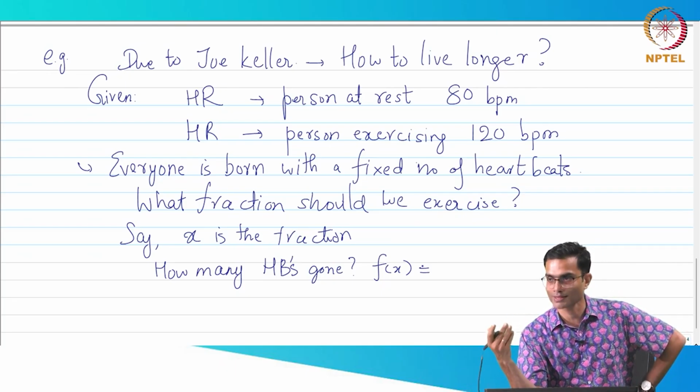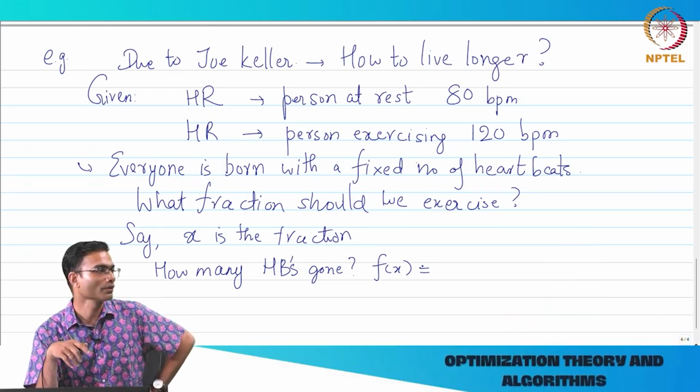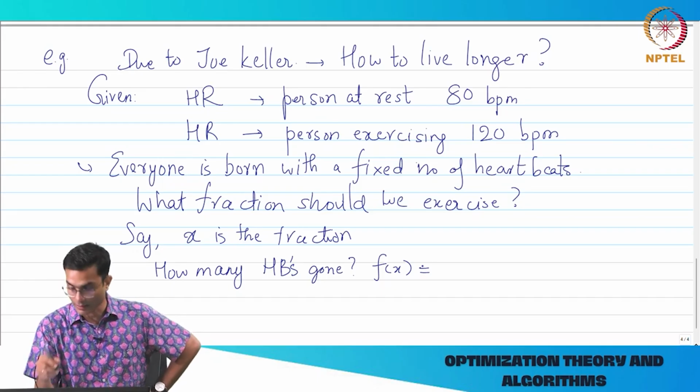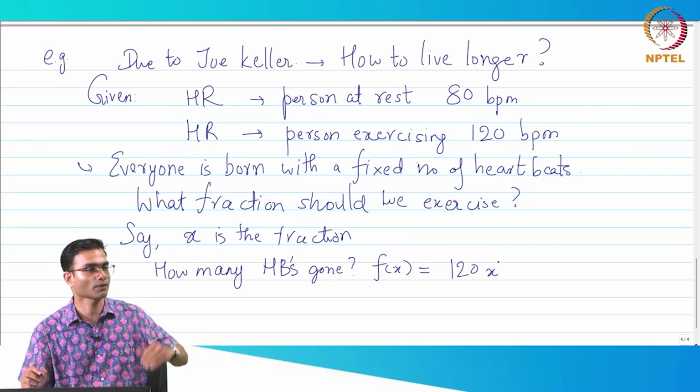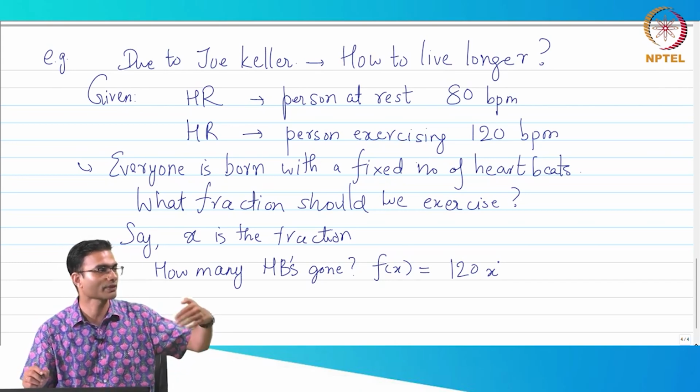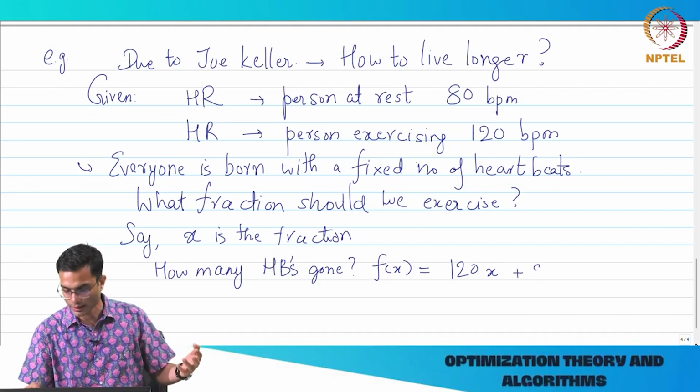So I am exercising a fraction x of the time. When I am exercising, what is my heart rate? 120, right? So 120 into x, these are the number of heartbeats during my exercise time. And when I am not exercising, how much am I losing? 80 into (1 minus x).